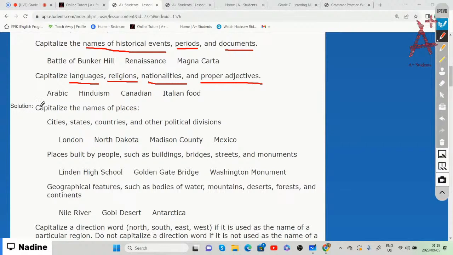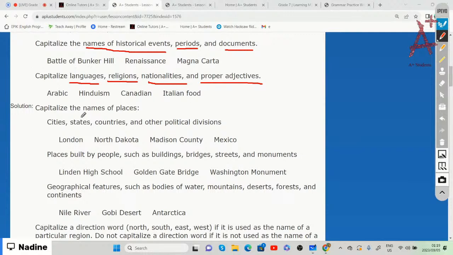And we also capitalize proper adjectives. Indian food, Chinese food, right? We capitalize where the food is from, right?